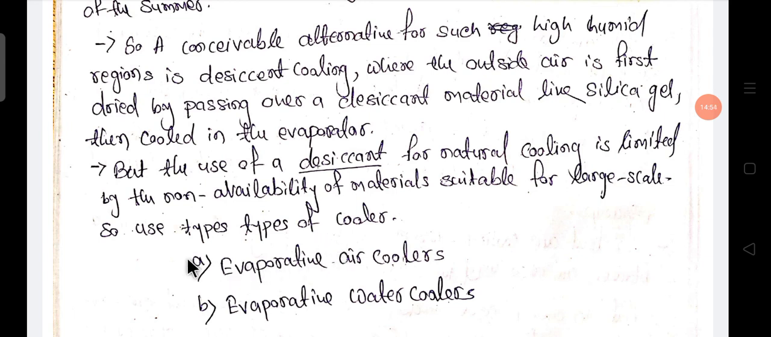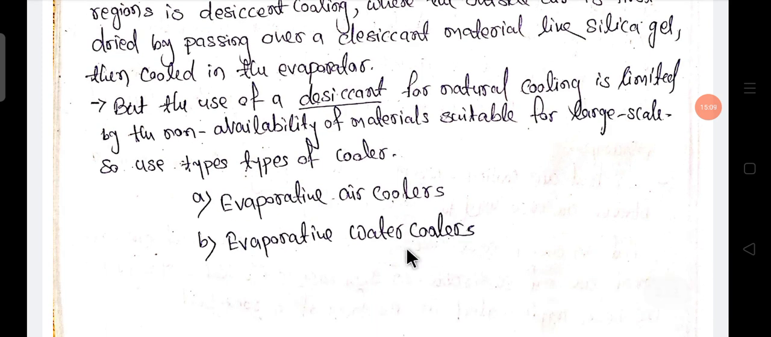So for that reason we use two types of coolers: evaporative air coolers and evaporative water coolers. These two we will discuss in coming classes. Okay, thank you.